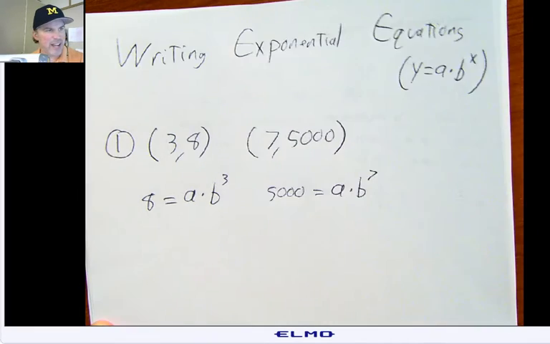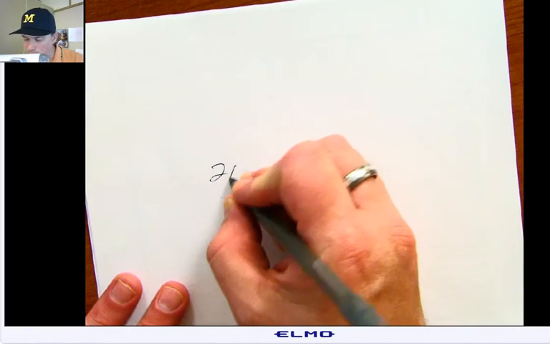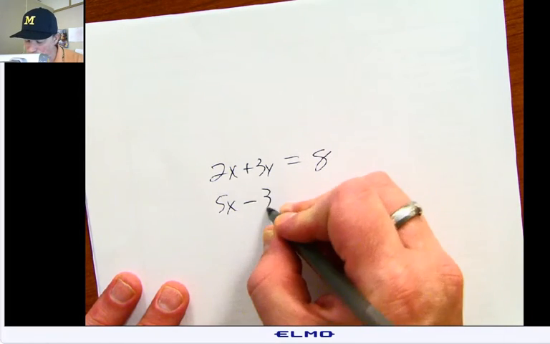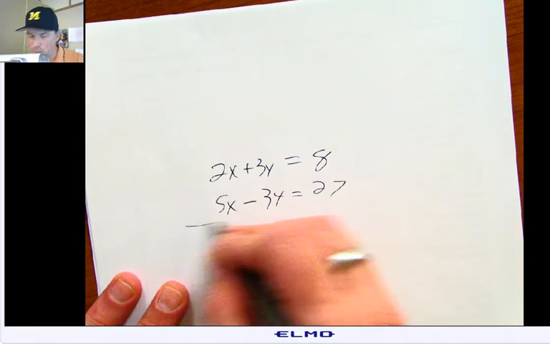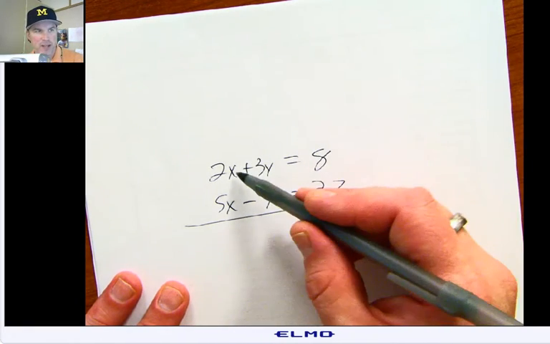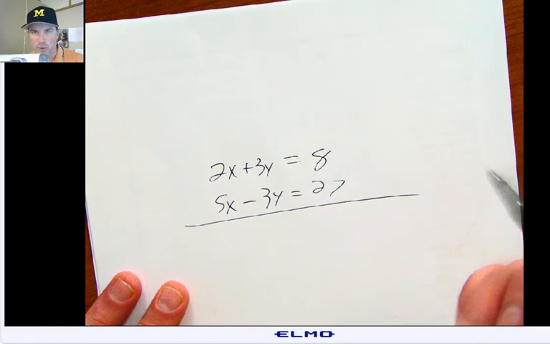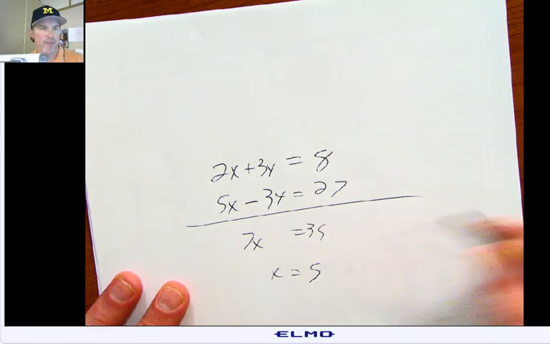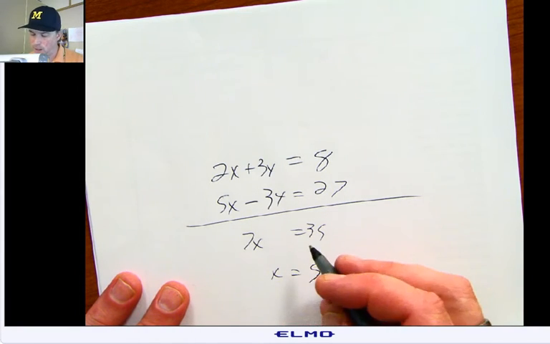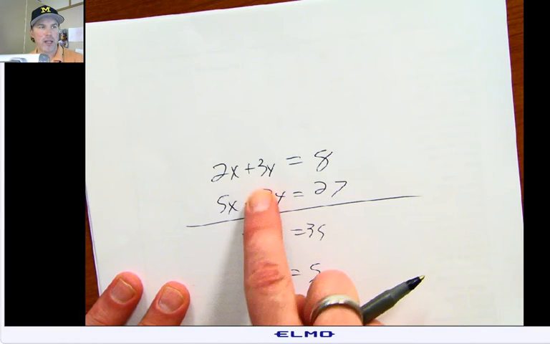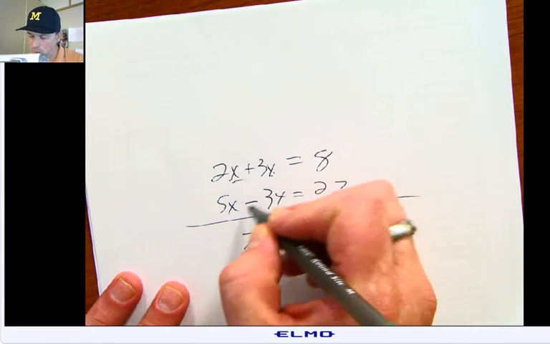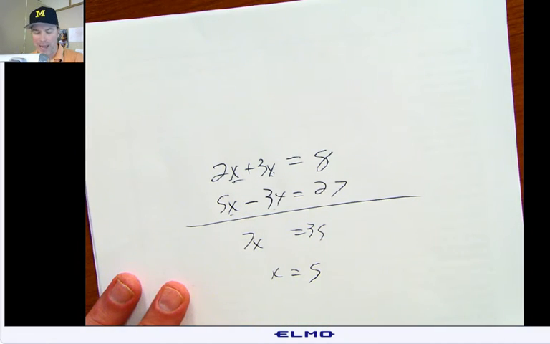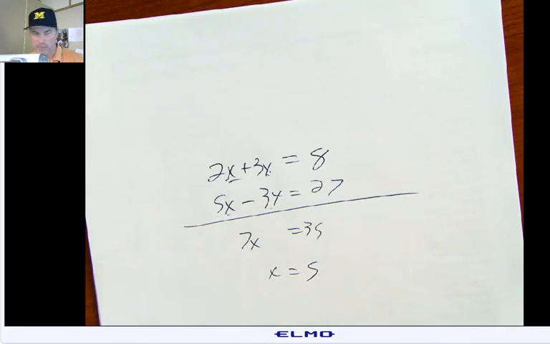Okay, now, side note for a minute. Do you remember when we had 2x plus 3y equals 8 and 5x minus 3y equals 27, and we learned that because of this positive 3y and negative 3y, we could add the two equations together and get 7x equals 35, which gave you x equals 5. Same general idea. But because the x and the y were being added or subtracted together, that is what allowed you to add the two equations together.